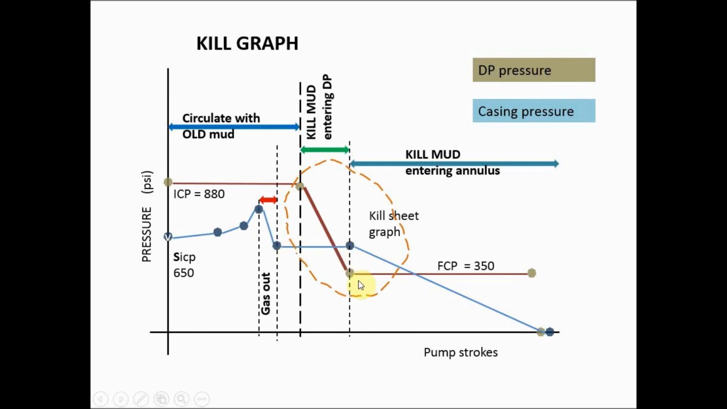When the kill mud reaches the bit, then our drill pipe will be full of kill mud, and therefore it is homogeneous, and now drill pipe pressure can be maintained constant. The annulus pressure will decrease because we will have more and more kill mud in the annulus. At the end, the kill mud will come out of the choke, and we will see that casing pressure is equal to 0.